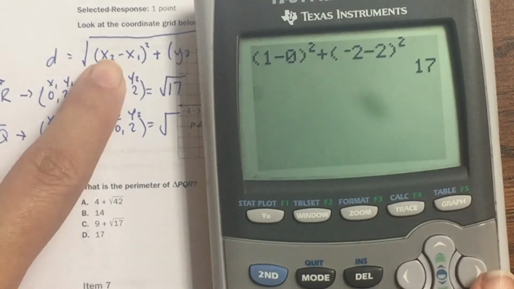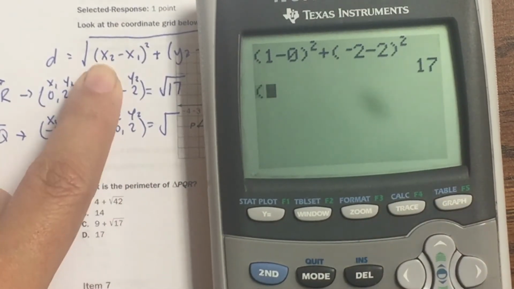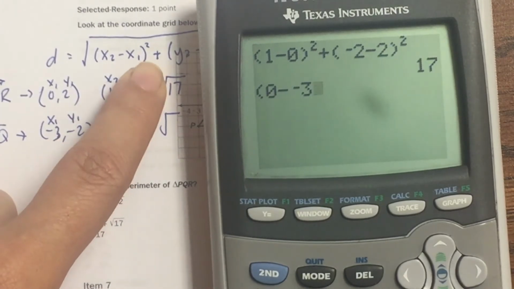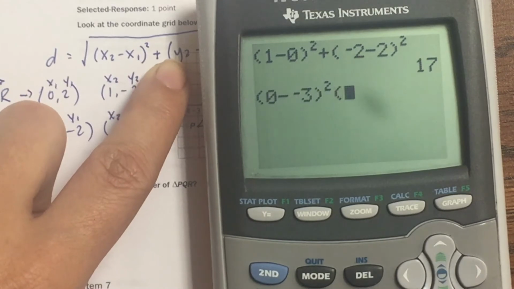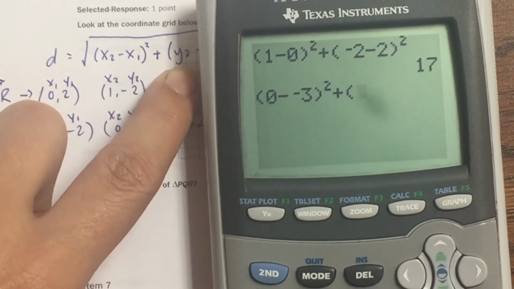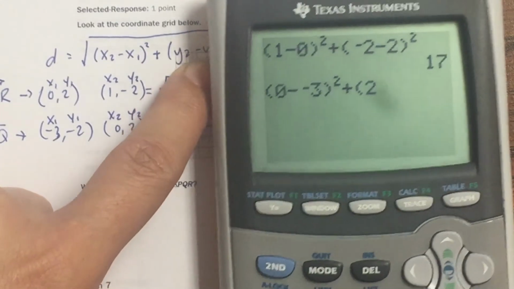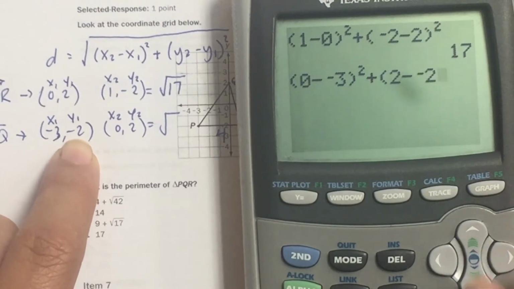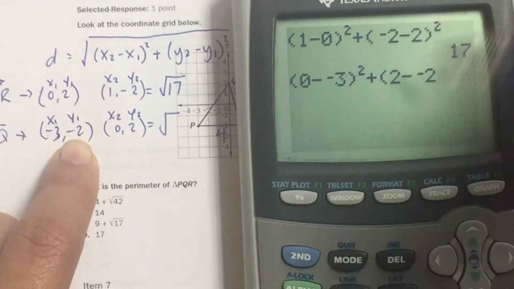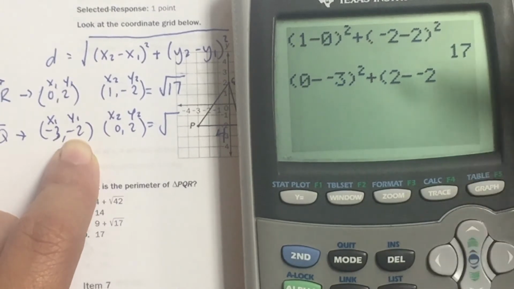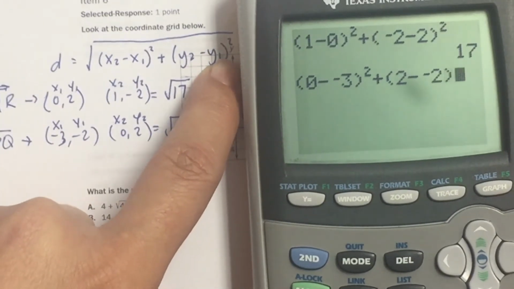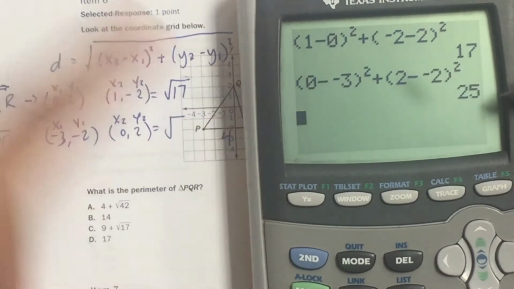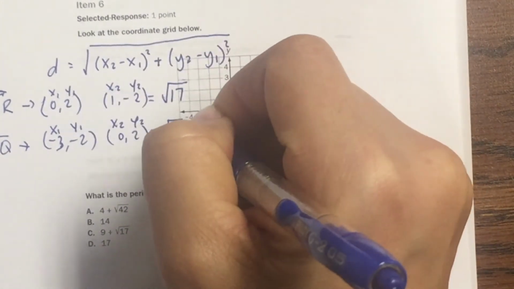Same thing here. Open parentheses, x2, 0, minus x1, negative 3, close parentheses, squared, plus, open parentheses, y2, 2, minus y1, negative 2. Now, in a calculator, you have to fix these signs. Actually, I should have thought of that before I did all this. But anyway, close parentheses, squared. If I do that, it actually gives me the answer. Oh, I thought I had to fix it. Oh, perfect, 25. So then I'm going to check.